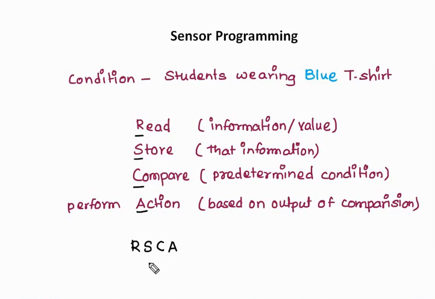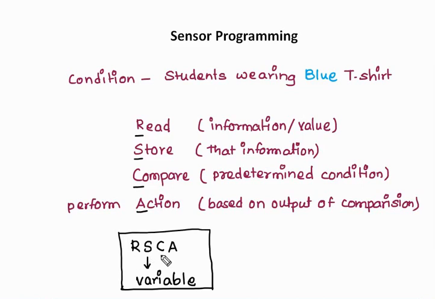And we know that in a computer, when we want to store, we always need a variable to store it. So if we remember that what we always need to do is read, store, compare, act, and for storing we need a variable, we will be able to write most of the sensor programs. In our forthcoming videos, we are going to write a simple sensor program where we will revisit our structure of sensor programming.